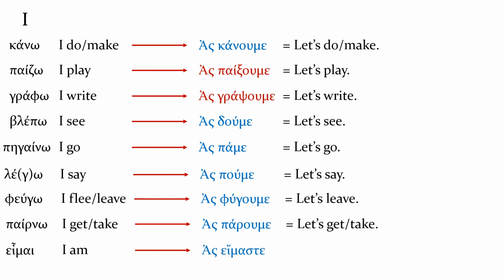Ime. I am. "As imaste". Let's be. And if you haven't figured it out, all of those blue ones are irregular. They're all rule breakers. So a lot of the really important verbs that we need have to be memorized because they have something unique in which they don't follow the patterns. They don't follow the rules as we would like them to. Teliono. I finish. "As teliosume". Let's finish.